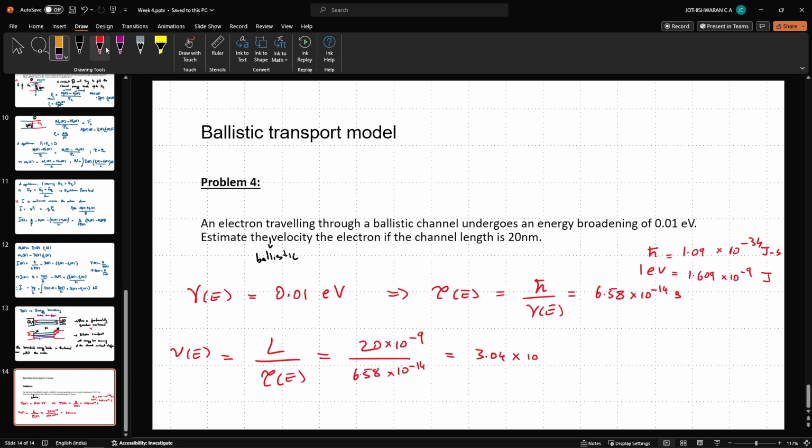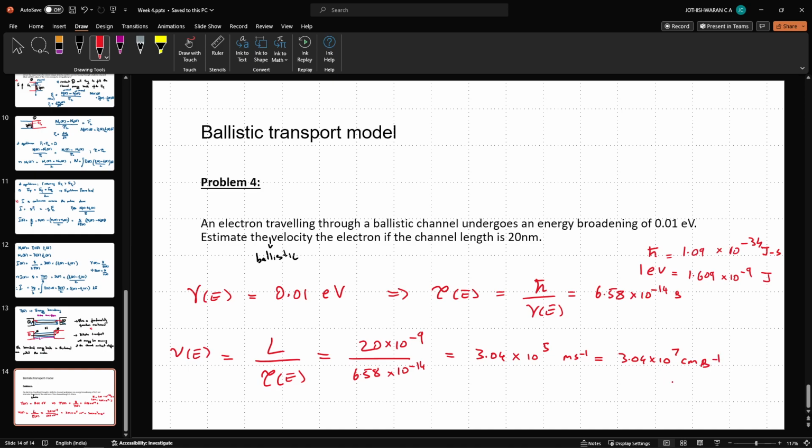This is why this particular numerical is being done. Meters per second, or it is 3.04 into 10 to the power 7 centimeter per second. Meter per second or centimeter per second.